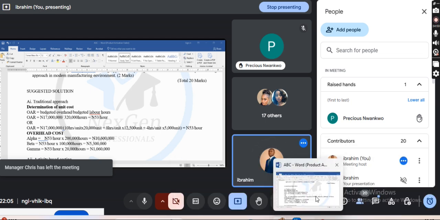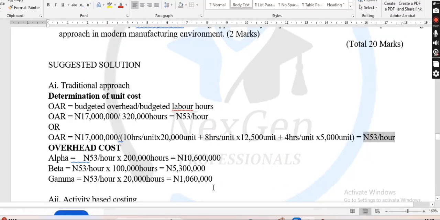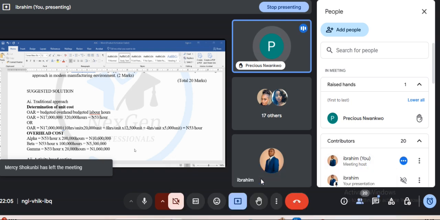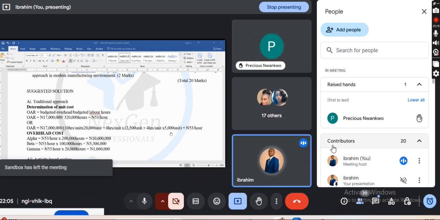Precious. Okay, sir. Please, I want to be clear on these hours. You have 53 naira per hour and 200,000 hours. I want to get it clear on the 200,000 hours, why you're calling it hours. I was thinking it should be units. Precious.